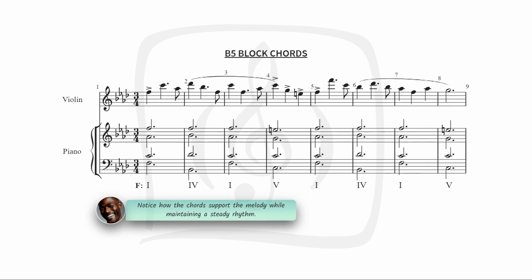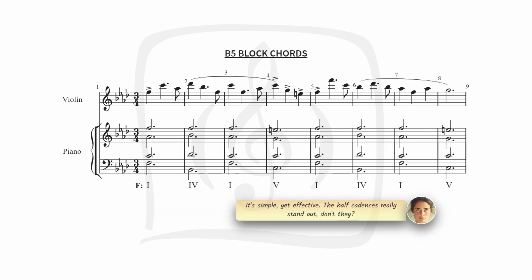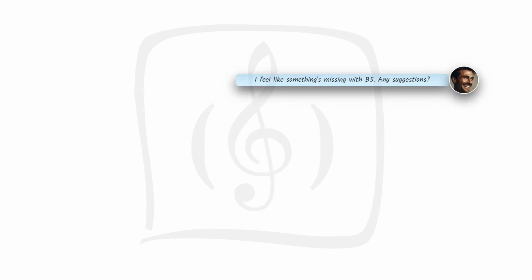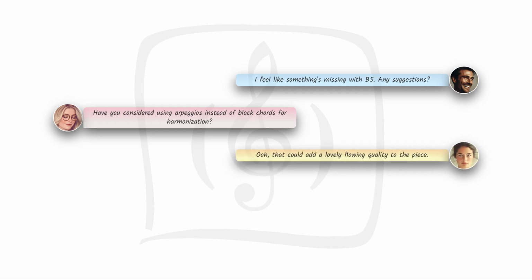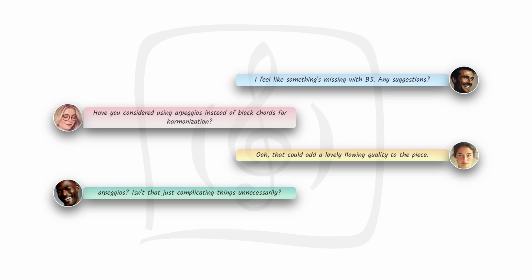Notice how the chords support the melody while maintaining a steady rhythm. It's simple, yet effective. The half cadences really stand out, don't they? I feel like something's missing with B5. Any suggestions? Have you considered using arpeggios instead of block chords for harmonization? Ooh, that could add a lovely flowing quality to the piece. Arpeggios? Isn't that just complicating things unnecessarily?